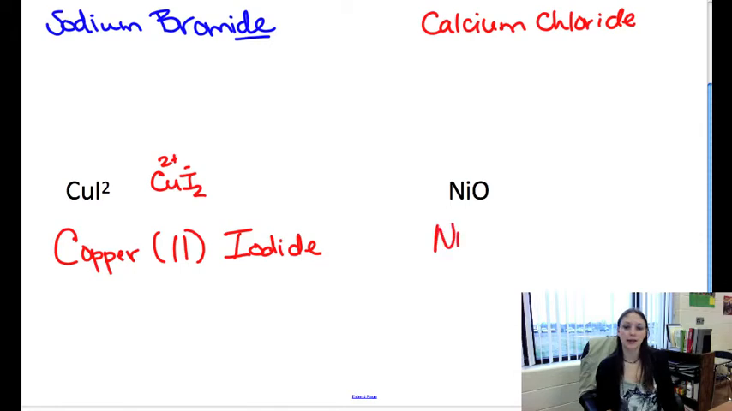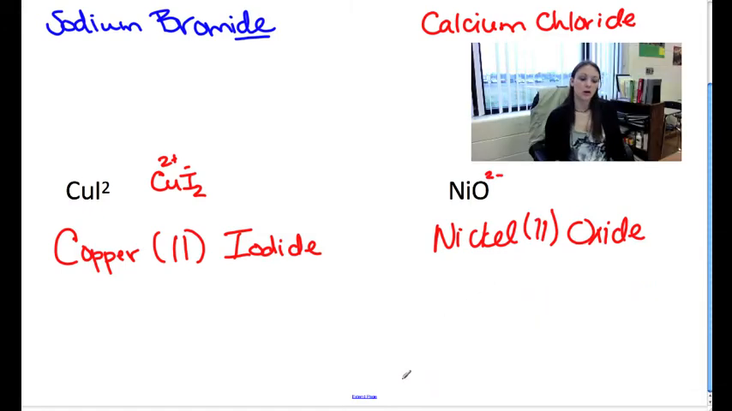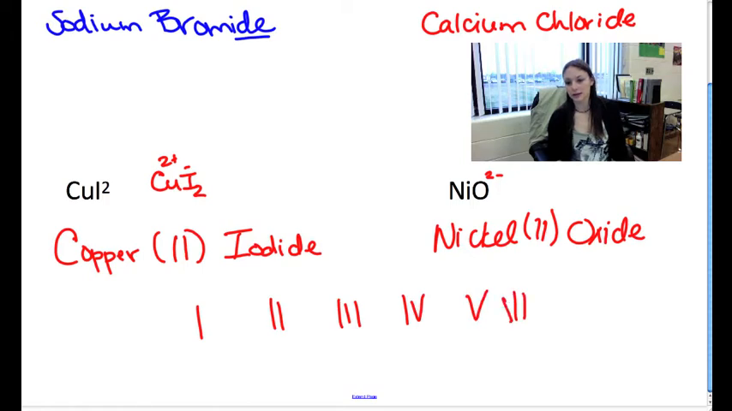NiO. Ni is nickel, and O is oxygen, so we do oxide. Nickel is a transition element, so I need my charge in parentheses. So I have to go backwards. O is in group 16 and wants to gain 2, so that's a 2 minus, which means Ni is going to be a 2 plus. Just got to remember the Roman numerals. 1, 2, 3, 4, 5, 6. VI. Usually we don't go over 6. So remember that 5 is a V.